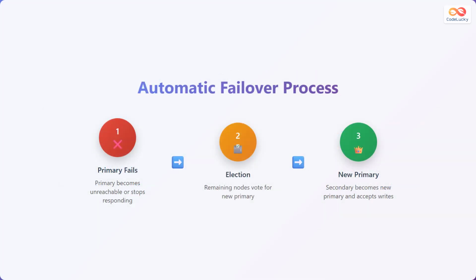Let's walk through the automatic failover process. Step 1: the primary fails. This could be due to a hardware issue, network interruption, or any other reason that makes the primary unreachable. Step 2: an election occurs. The remaining nodes in the replica set hold a vote to determine which secondary will become the new primary. Step 3: a new primary is elected. One of the secondaries is chosen, becomes the new primary, and begins accepting write operations, ensuring minimal downtime.